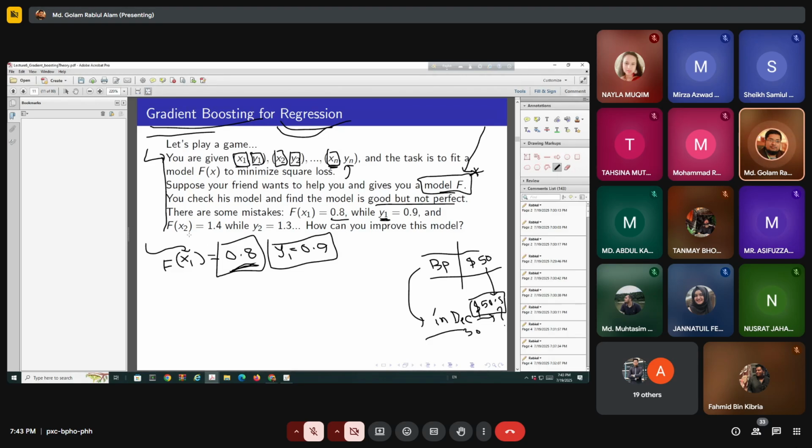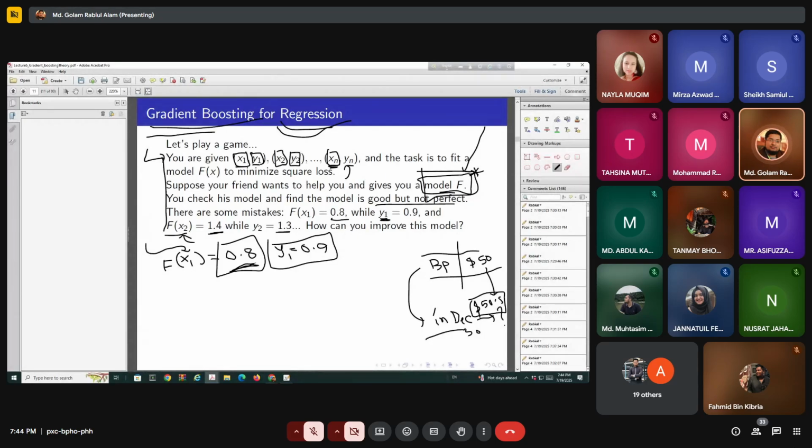Similarly, for another day, if we feed the model the feature values x2, it will return 1.4, and originally y2 equals 1.3. So that means there are some errors in the given model. At first we can build a model F, and that model is not perfect, so it induces some errors. That's why we need to make it perfect.